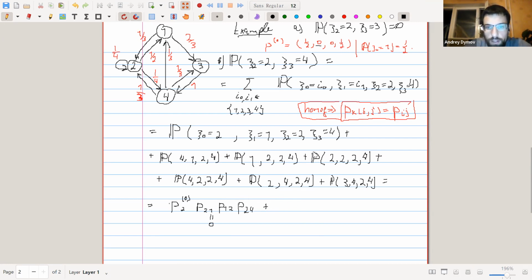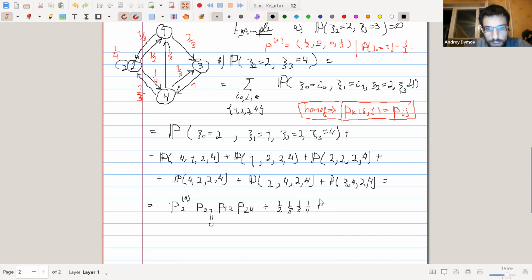This is 1/2, times the probability to go from 4 to 1. From 4 to 1, how much is this? This is 1/3. Times 1/3, then from 1 to 2, this is also 1/3. Then from 2 to 4, 1/4, plus the probability of this other one.